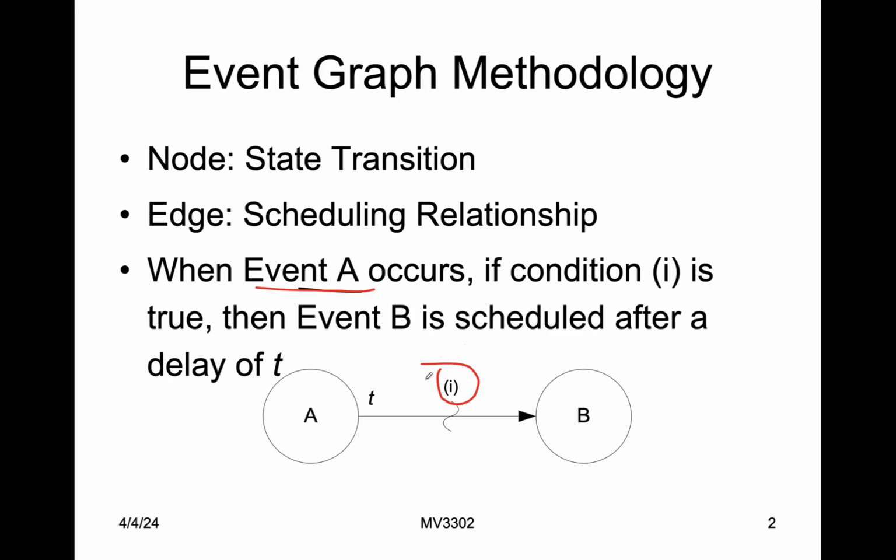So it says if this condition is true, then it's going to execute this scheduling edge. And what does it mean to execute the scheduling edge? That means that event B, which is at the head of this edge, gets scheduled after a delay of t, which is part of the properties of this scheduling edge. So the scheduling edge has two properties. One is the Boolean condition, which is either true or false at that particular time, and the other is the delay.